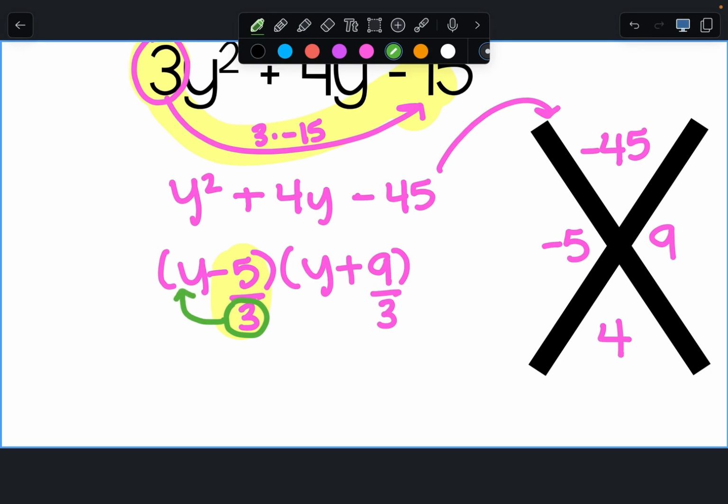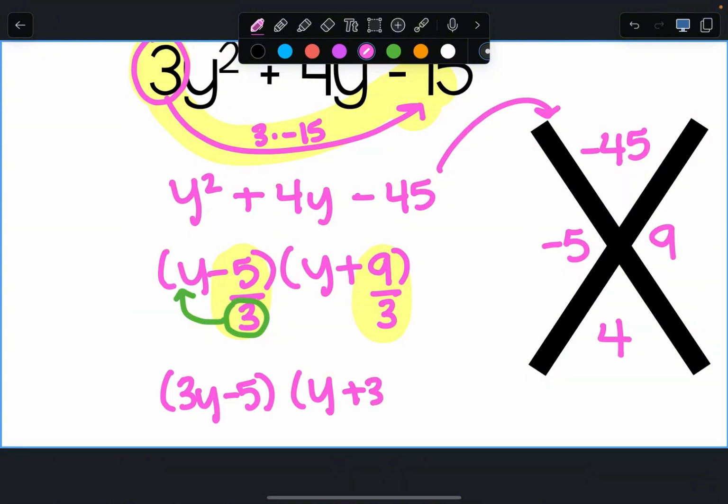Bottoms up. What's the result of dividing 9 by 3? 3. So that one stays the same. y plus 3.